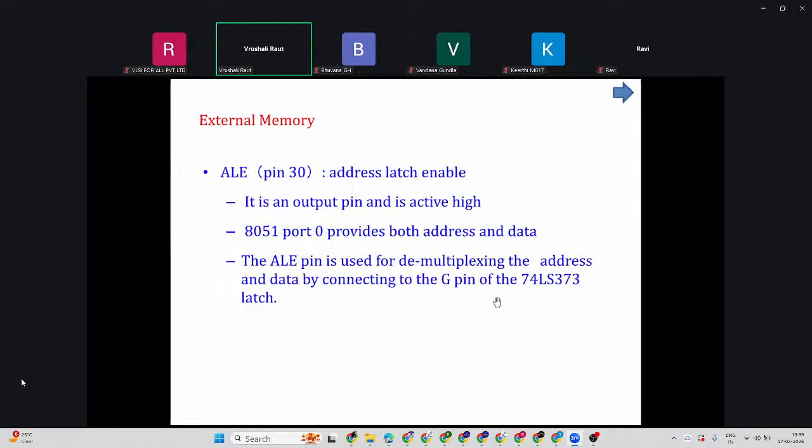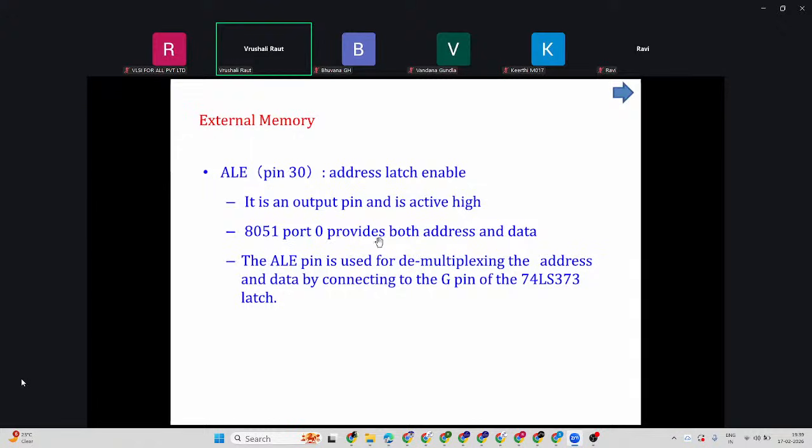I'll go further. We already talked about PSEN bar and EA bar. This ALE, address latch enable, which is pin number 30, is the important pin for us. It is an output pin and is active high. The remaining two were active low and this one is active high.